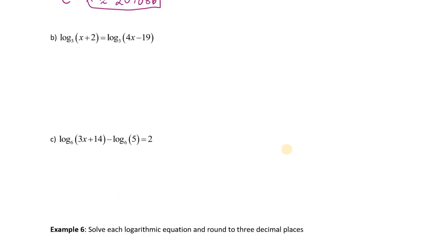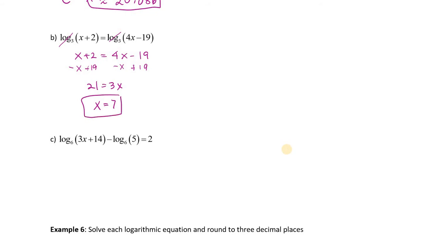All right, for example B, we've got a log with base 3 on one side and a log of base 3 on the other side. So in this case, we should hopefully remember our one-to-one property. Since they have the same base, I can actually just ignore the log part and just say x plus 2 equals 4x minus 19, and go ahead and solve that. So I'll subtract x, add 19, I get 21 equals 3x, which means x equals 7.